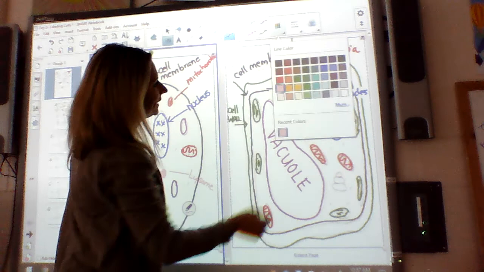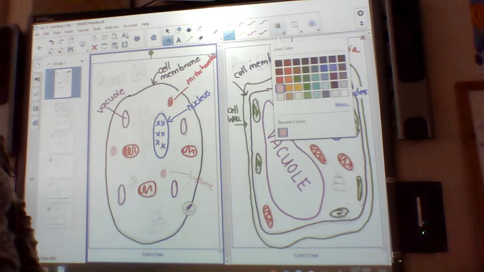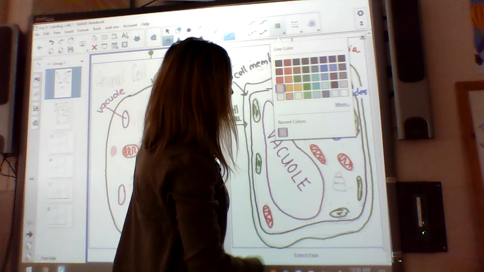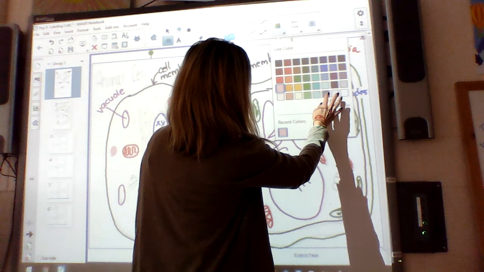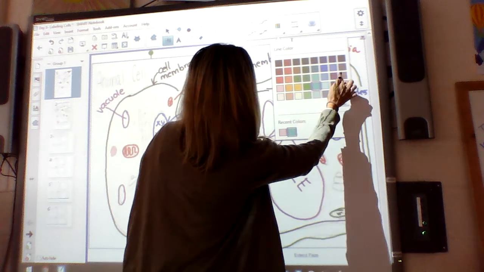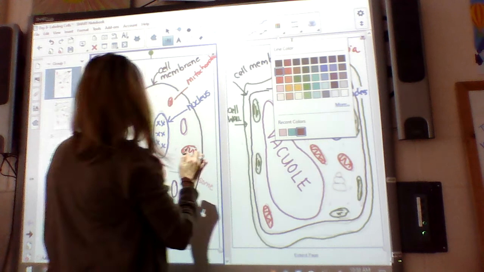Okay, let's see what colors we have left. I'm going to choose maybe, I don't want to do yellow yet. I will go with kind of a teal, or whatever color you have. Or maybe I'll do brown. That would work. You probably have brown in the color pencils.